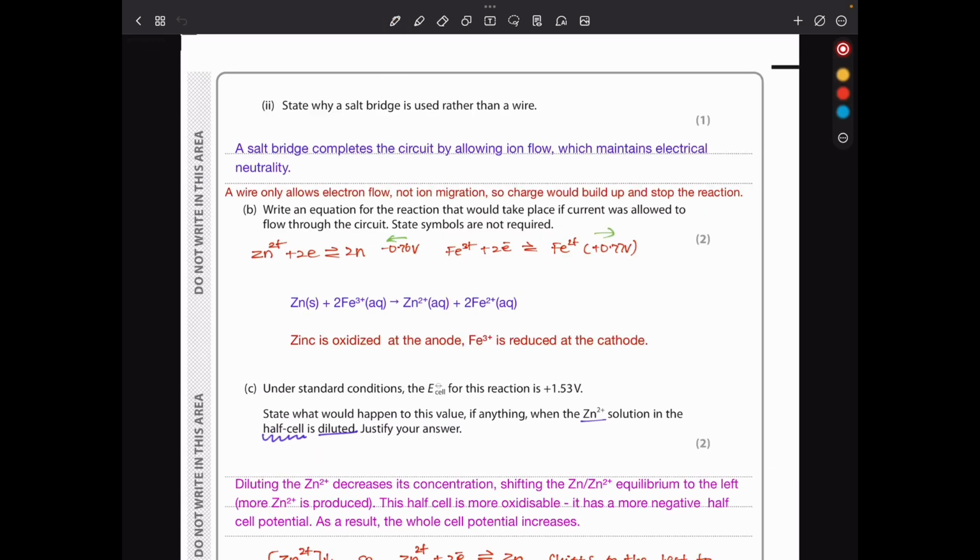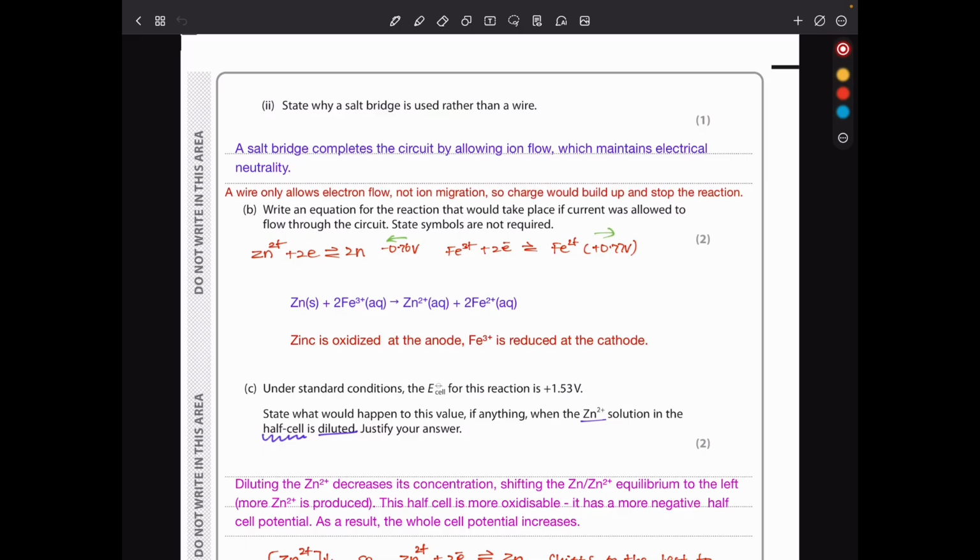The next one asks: state why a salt bridge is used rather than a wire. A salt bridge is going to complete the circuit by allowing the ions to move into the corresponding half cell sides. So I said it completes the circuit by allowing ion flow, which maintains electrical neutrality. And in part B, write an equation for the reaction that would take place if current was allowed to flow through the circuit. State symbols are not required.